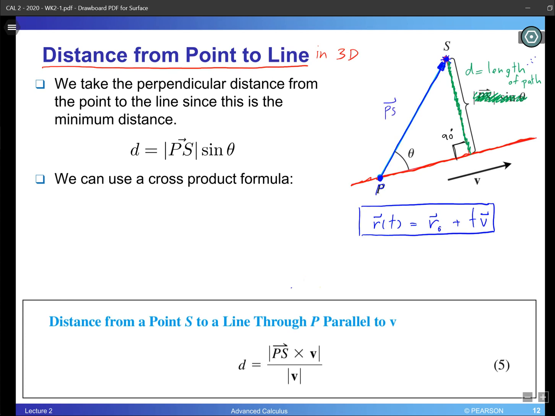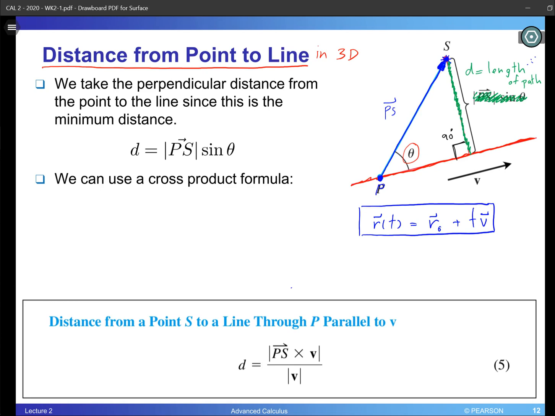Now with this vector, I would like to add one more piece of information about this figure, which is the angle that this vector makes to the line. And let's assume that angle to be theta. Alright, now that I have this vector PS, I have the line and I have the path, and you can see here we have a right triangle, and we are going to make use of that to find D.